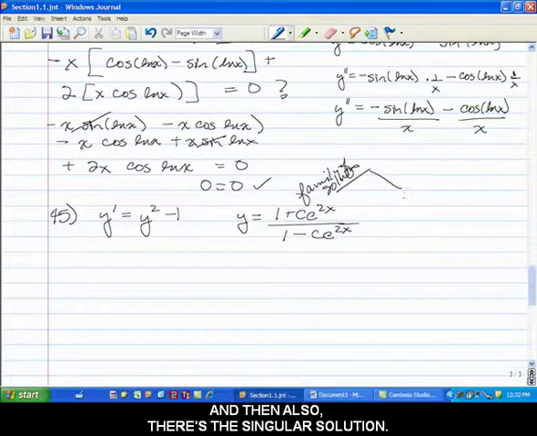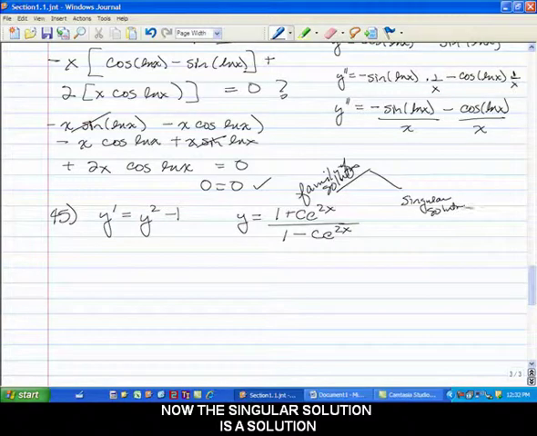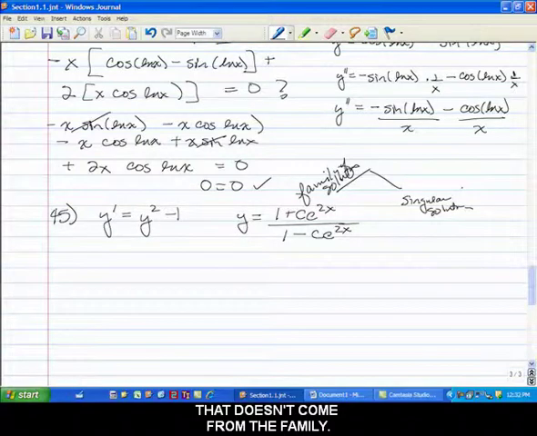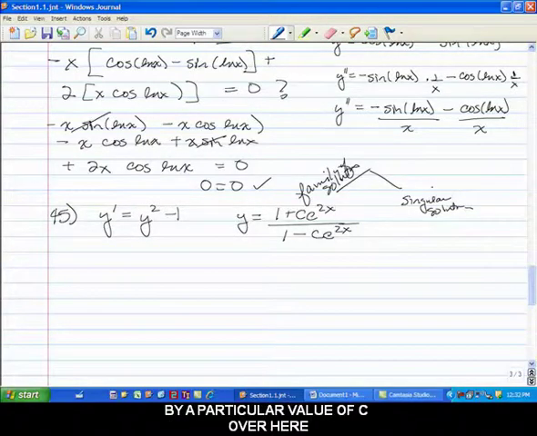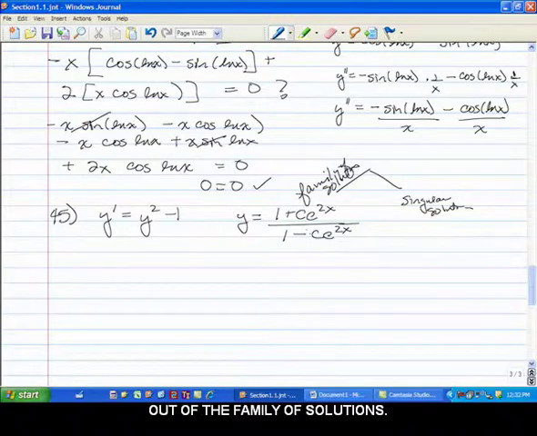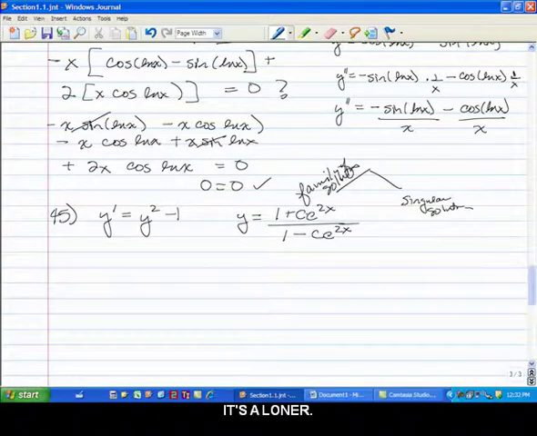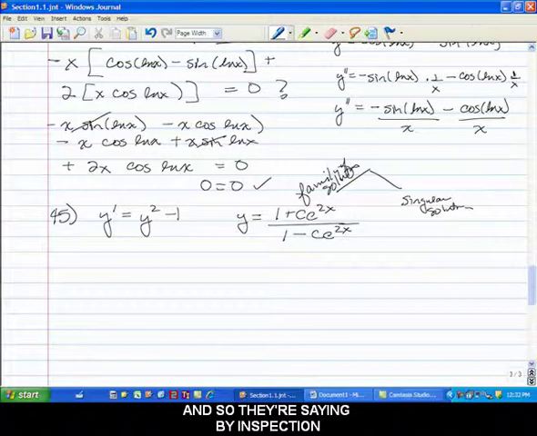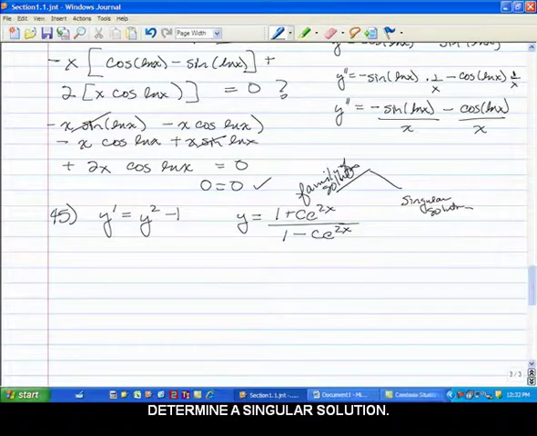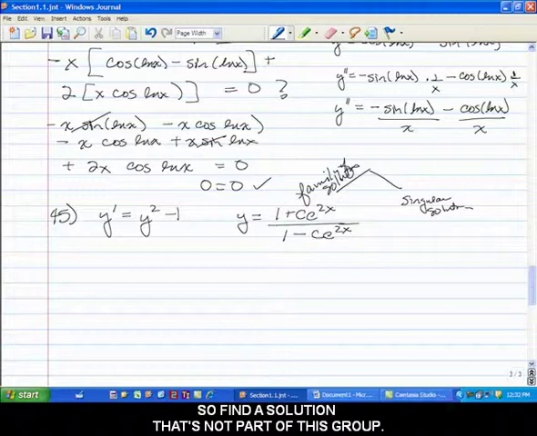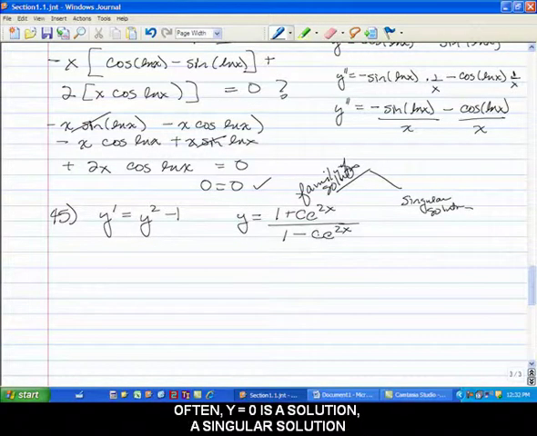And then also there's the singular solution. Now, the singular solution is a solution that doesn't come from the family. It cannot be obtained by a particular value of c out of the family of solutions. It's like a single solution. It doesn't belong to the family of solutions whatsoever. It's a loner. And so they're saying by inspection, determine a singular solution. So find a solution that's not part of this group. Often y equals 0 is a solution, a singular solution.